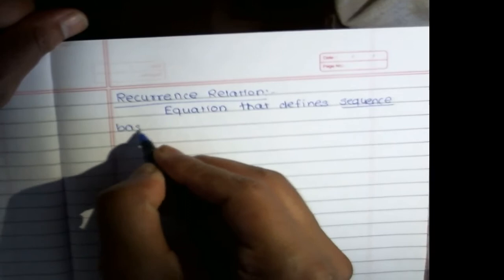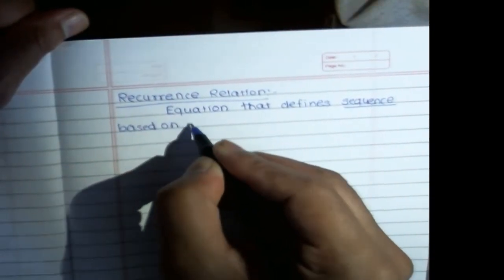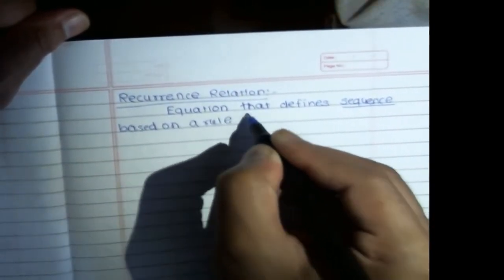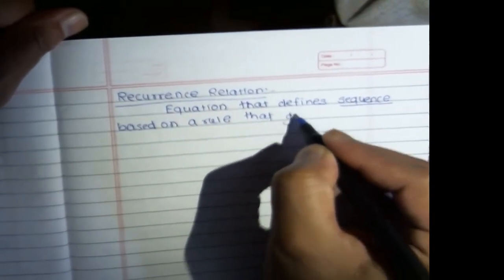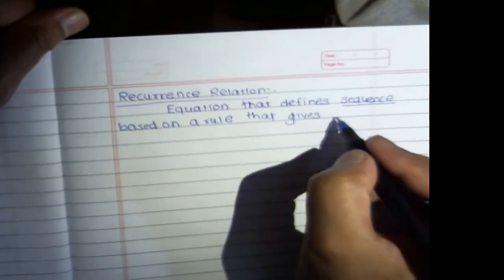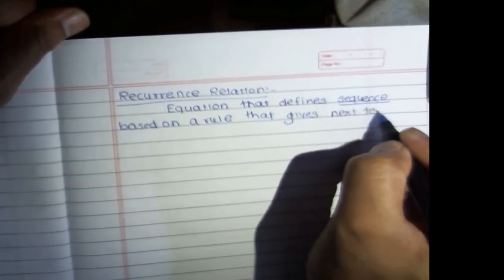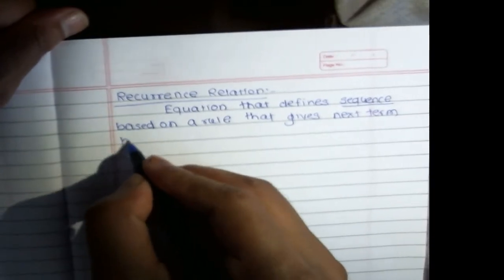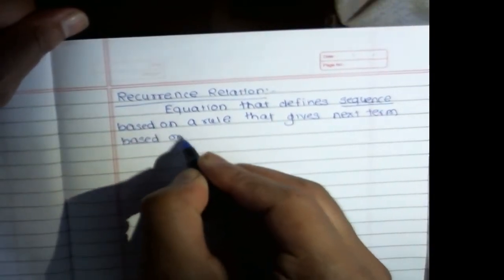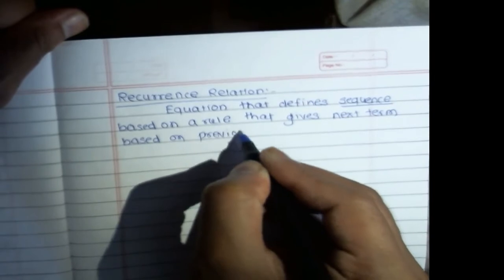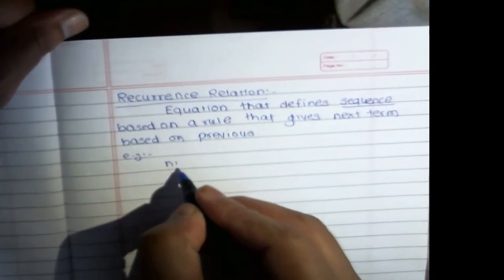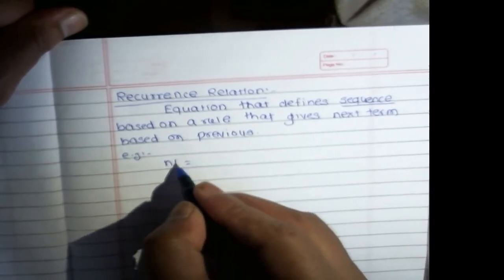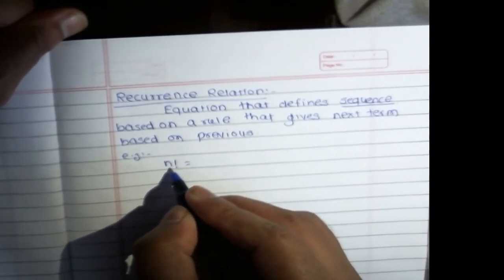It is based on one rule. That rule is to find the next term based on the previous. Let us take an example. The example is n factorial. Here we are finding the factorial of n based on the previous term.